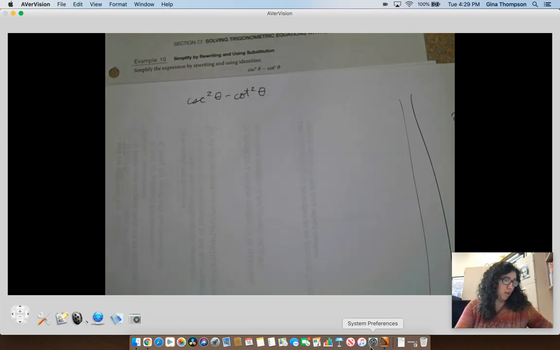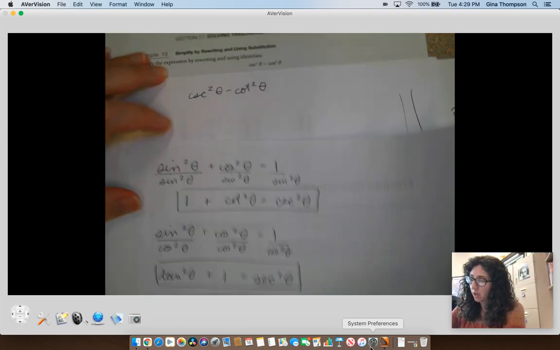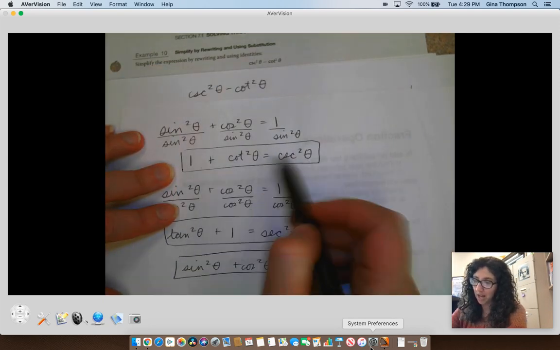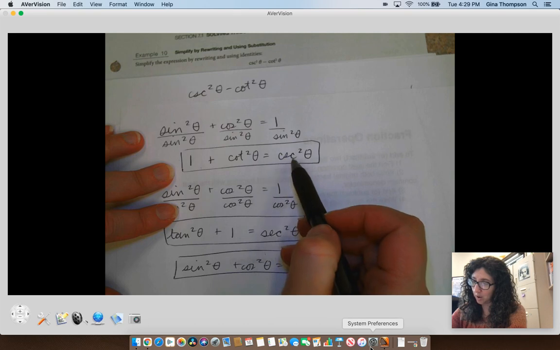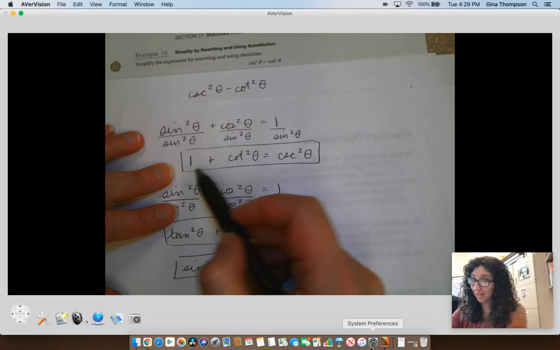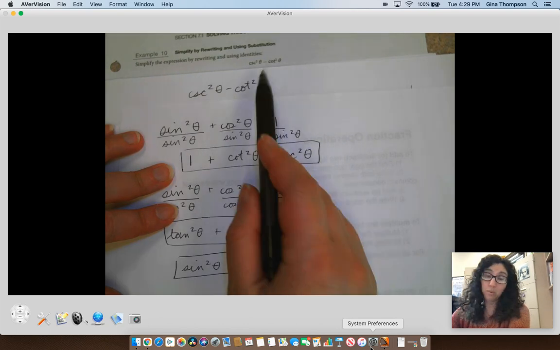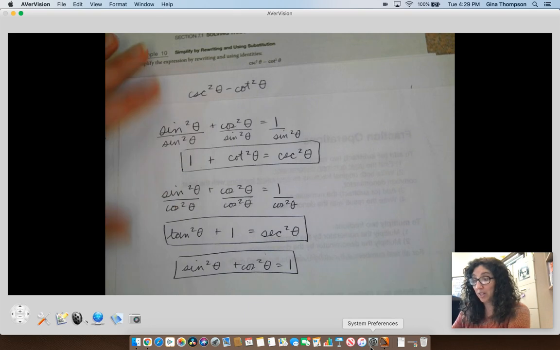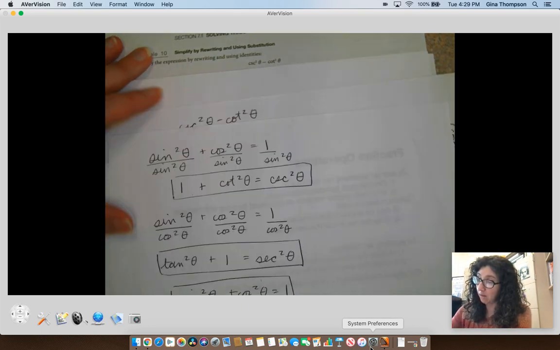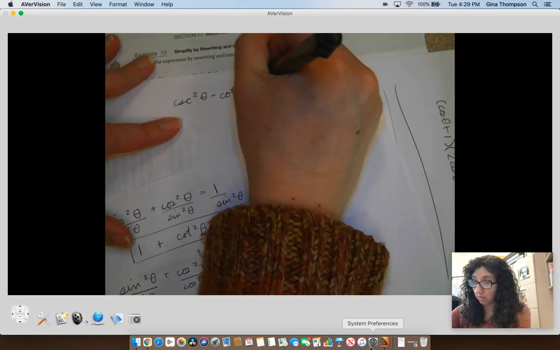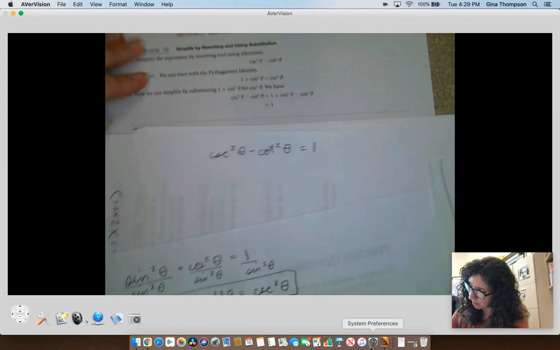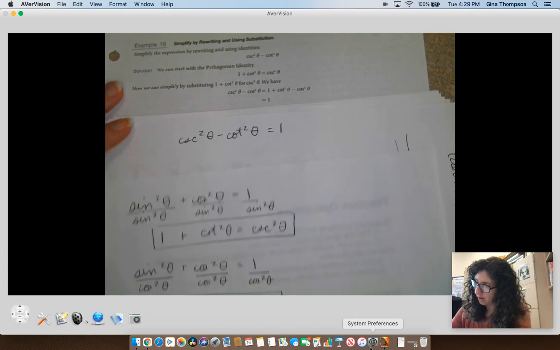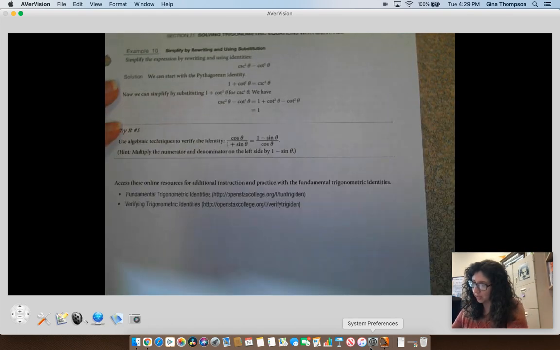Let me find that, please. Let's look. Do any of these look like they would work? Ooh. Yeah. This one just, like, cosecant squared minus cotangent squared is 1. This is one of the Pythagorean identities, right? So yes, we definitely can. We can just say this equals 1 using the Pythagorean identity. Yep, that's pretty much what they do. Okay, and I think that was the last example.